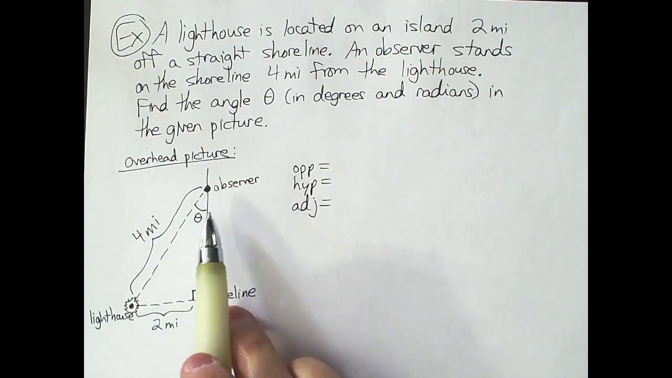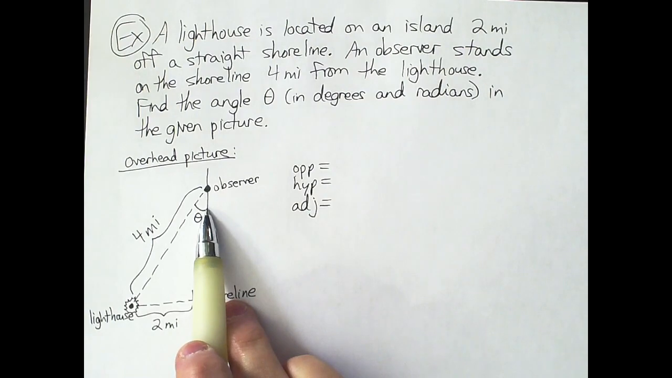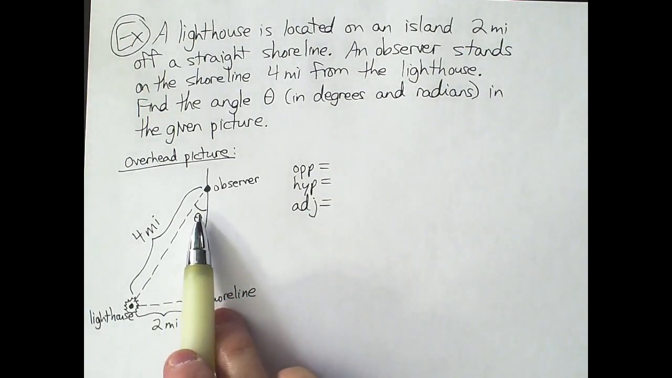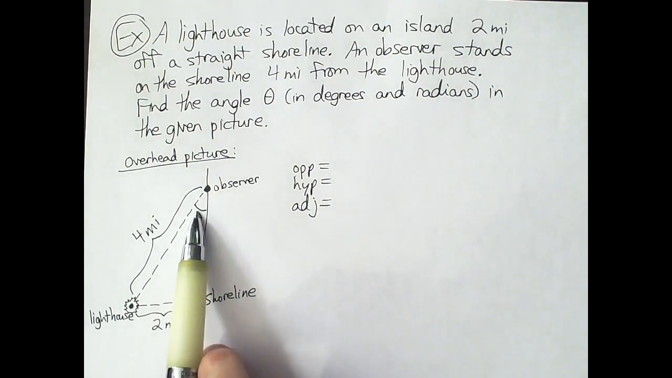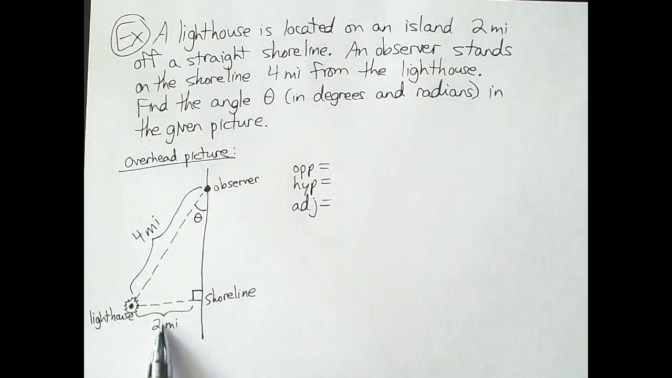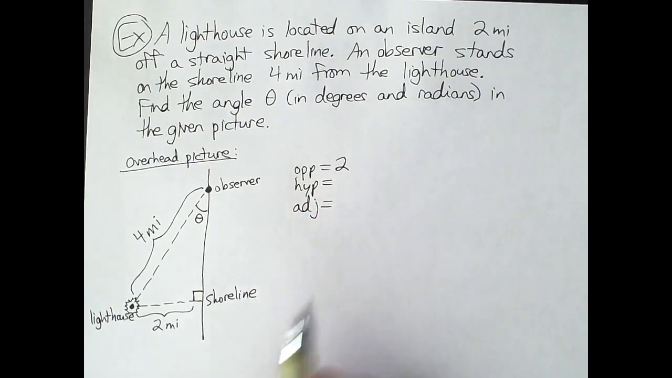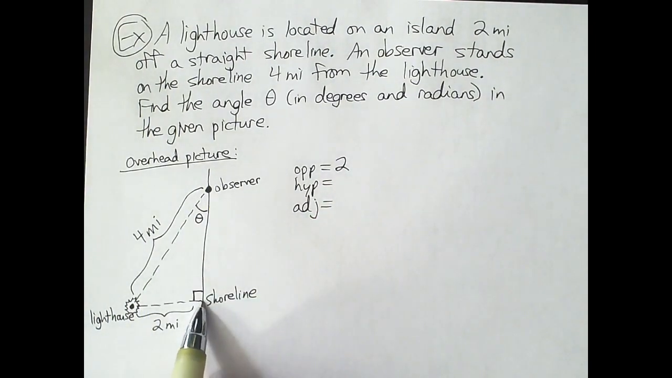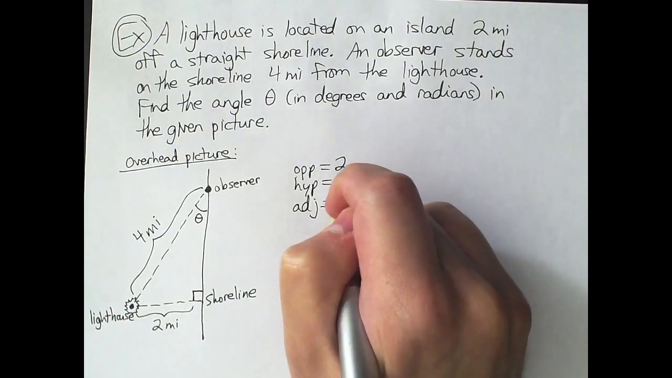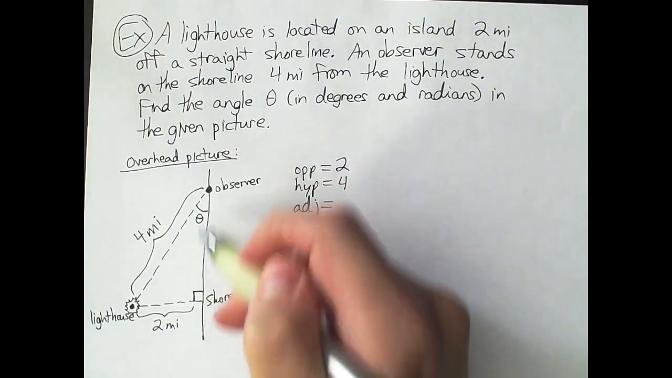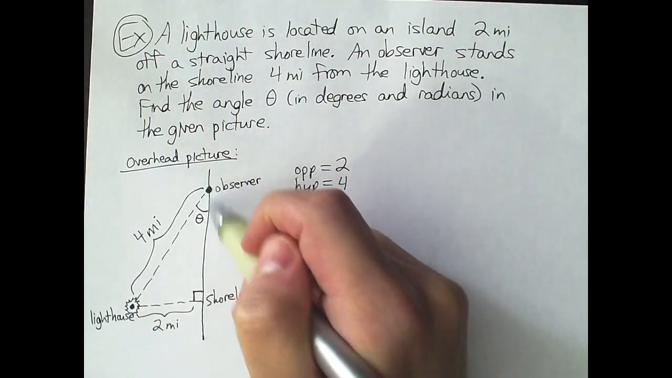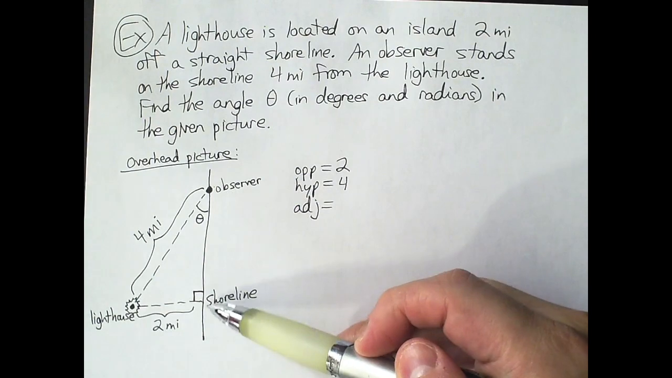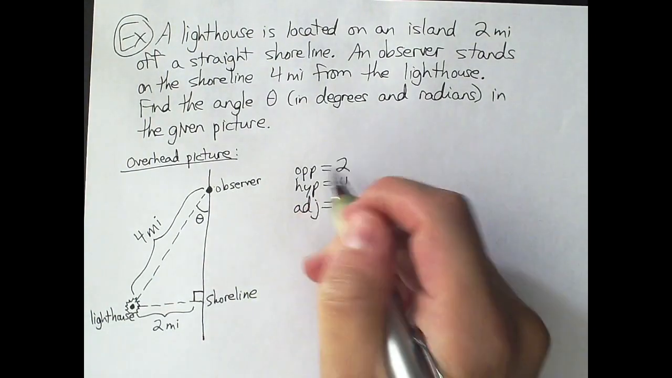So the opposite side length is always the side that is opposite from theta. Theta is the angle that we're interested in. And the side length that is on the opposite side is 2 miles. The hypotenuse is always the one that's opposite from the 90-degree angle. So in this case, it's the one that's 4 miles. The adjacent side length would be this other side length of the triangle, I guess the distance from the observer to this point. We don't know what that is.